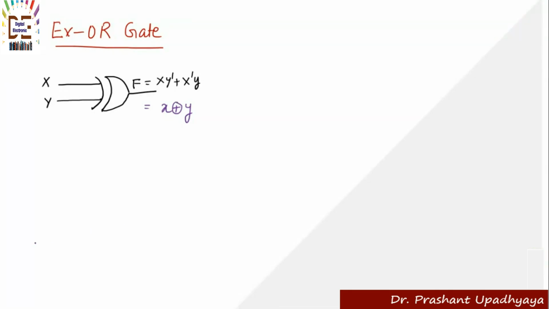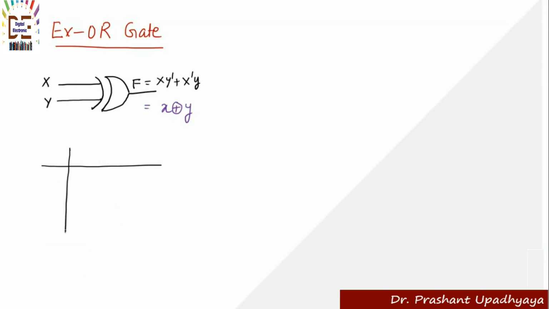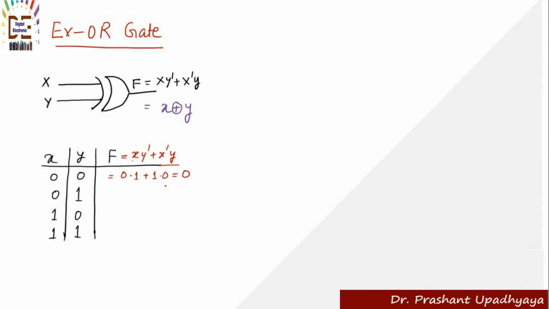Similarly, I can draw a table for this. Here I can have X, I can have Y, and I have a function F. So let me write 0, 1, 0, 1 and 0, 0, 1, 1. Okay, and if I start writing its output, this function will be X Y bar plus X bar Y. If I put X as 0, Y bar means 1, plus X bar means 1 and Y is 0. So what will be my answer? My answer will be 0.